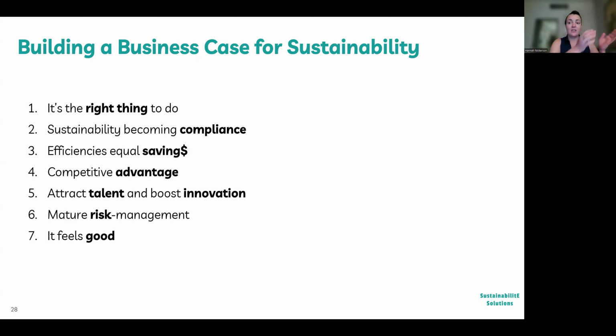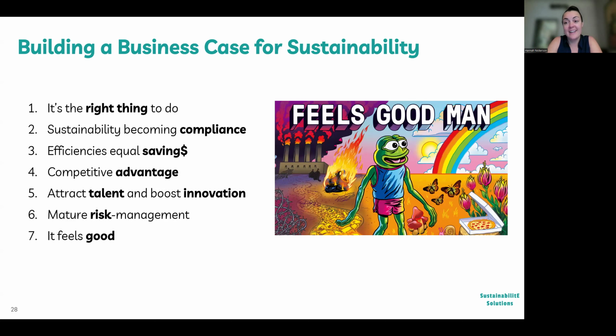So, it's not just the impact that your company has on the environment, but the impact that the environment is going to have on your company. I mean, we saw things like COVID-19 disrupt the entire business industry, and climate change is going to be no different. So the more sustainable you can be and the more mature your risk profile is, the more resilient and adaptive your business is going to be. Lastly, it feels good, man.